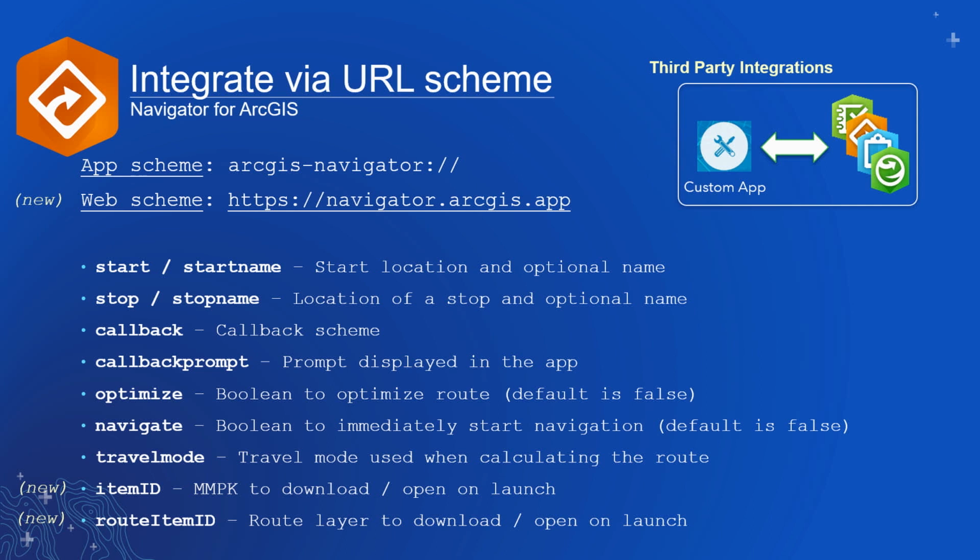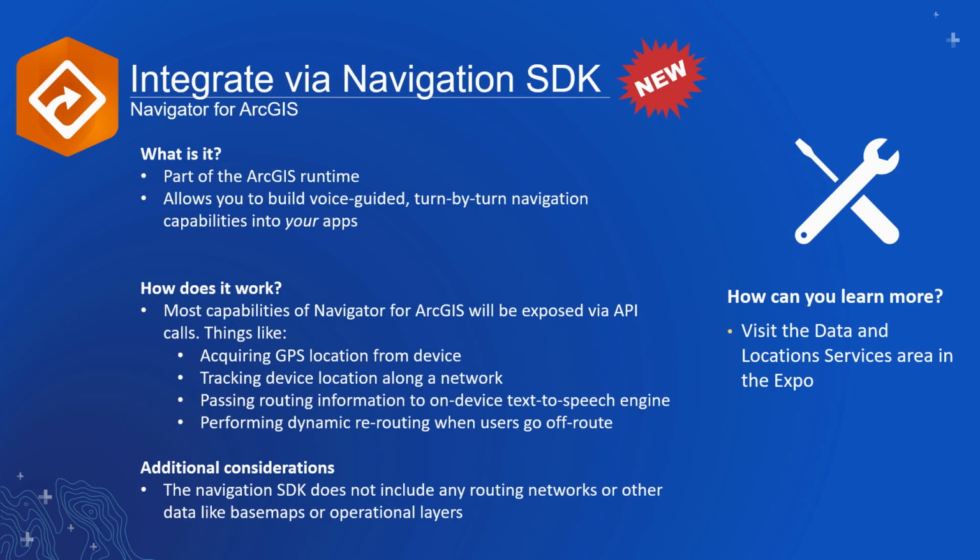You can call specific start and stop locations. You can decide whether you want our app to optimize the route, whether you want navigation to start immediately upon the app opening, a number of different things that you can do using this URL scheme. Not going to go over it completely today, but I do want you to know that it's available and you can dig in deeper if that's of interest to you.